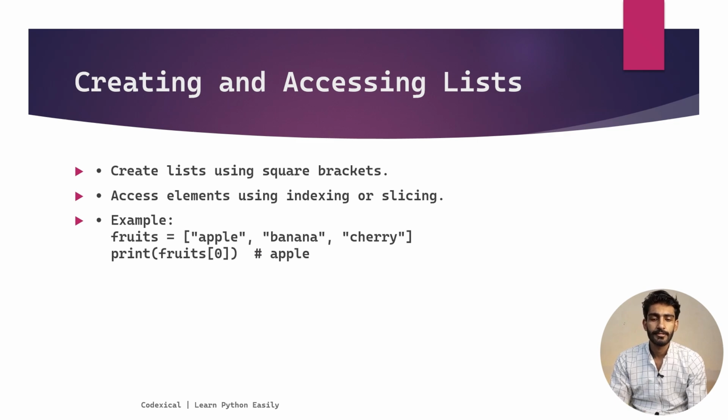Creating and accessing lists. You can access elements using indexing or slicing. In this example, a list is created as fruits, containing apple, banana, and cherry, separated by commas inside brackets. If we want to print the first item, apple, on screen, then we use indexing. We use the print function to print the variable fruits with index number 0. Apple has index 0, banana has index 1, and cherry has index 2. So it will simply print apple on screen.